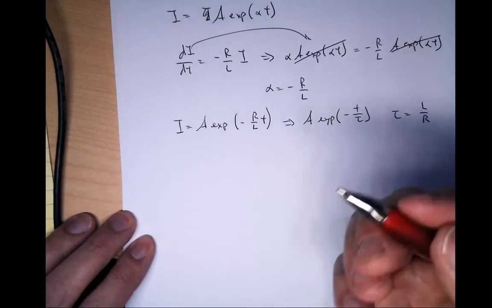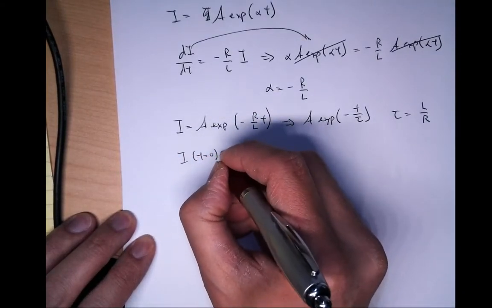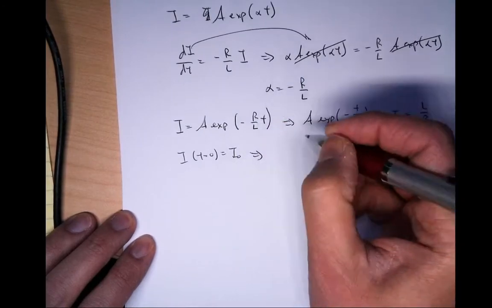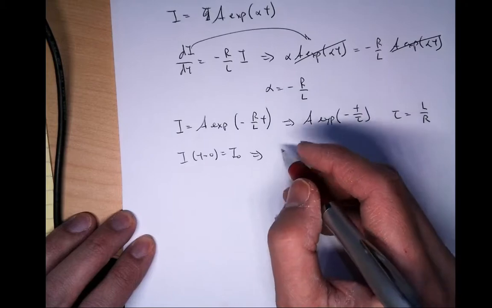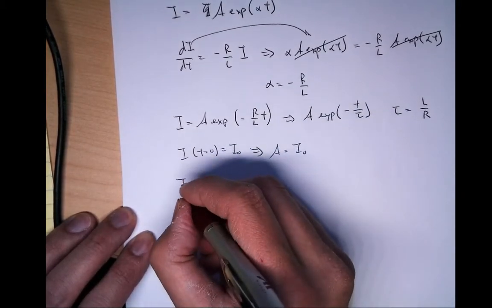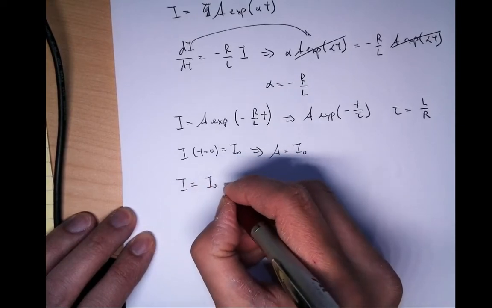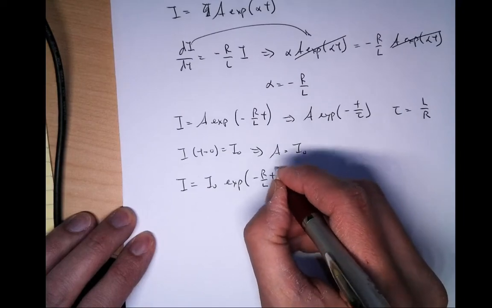Okay. Now, for the second part, I know that I at t equals 0 is I0. So you plug that in, this becomes 0. Exponent of 0 is still 1, so that gets you A is equal to I0. And we're done. Put everything together, I is equal to I0 exponent minus R over L times t.